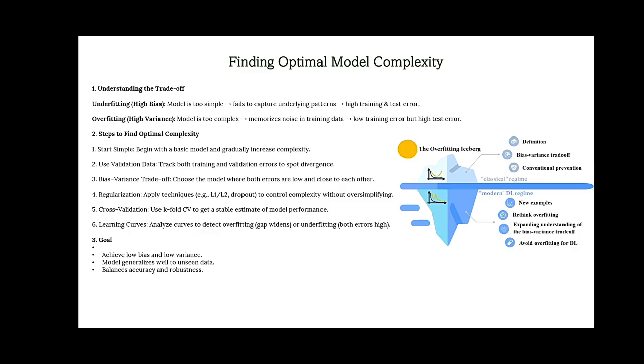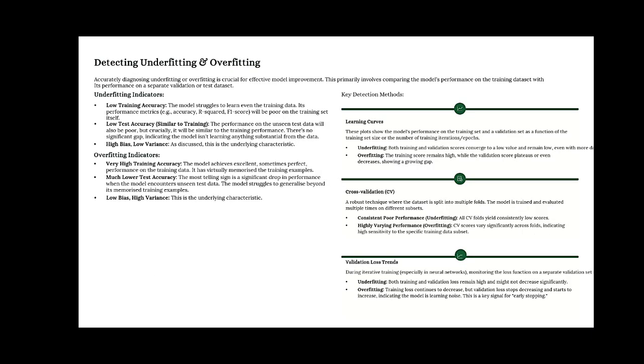Now let us look at the diagram of the overfitting iceberg. It is a metaphor saying that the topic we are currently discussing, the bias variance trade-off and the conventional prevention, are just the tip of the iceberg, which is called the classical regime. Below the surface, in the modern deep learning regime, we need to rethink overfitting and expand our understanding to effectively manage it in today's complex models.